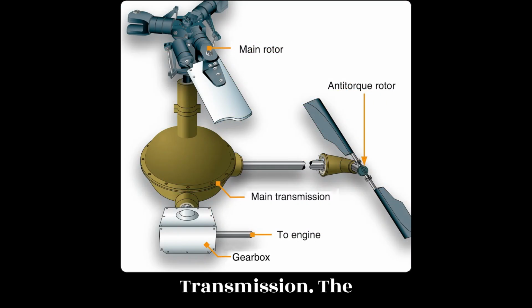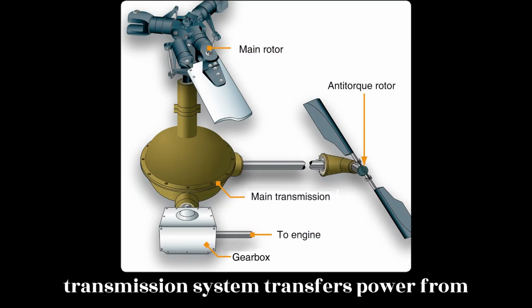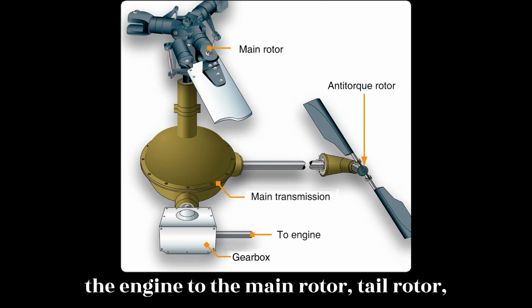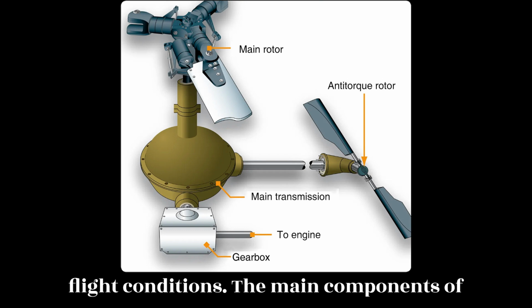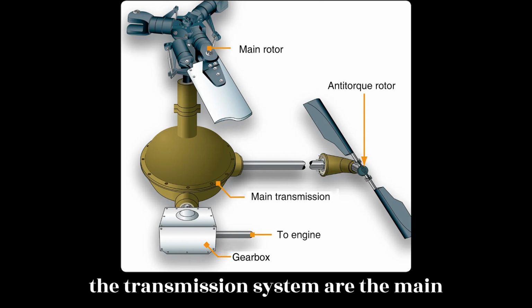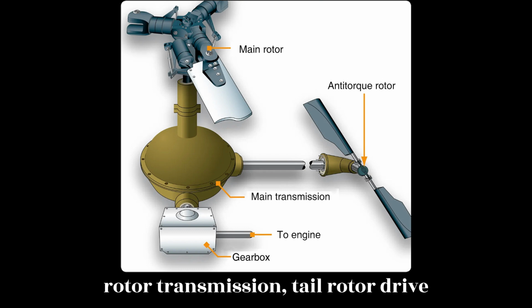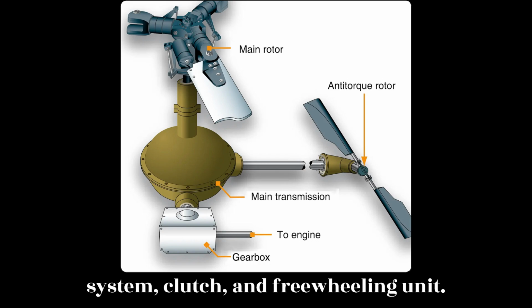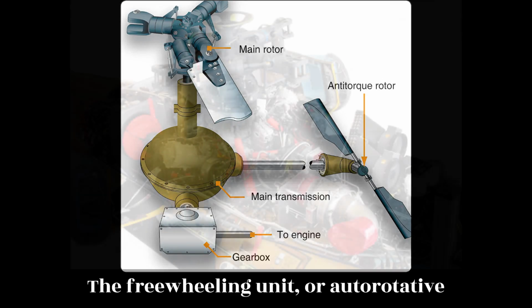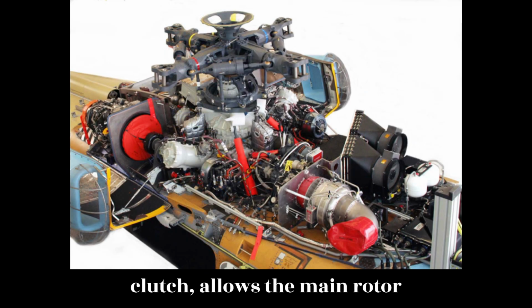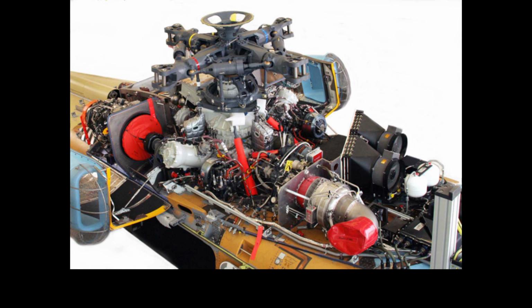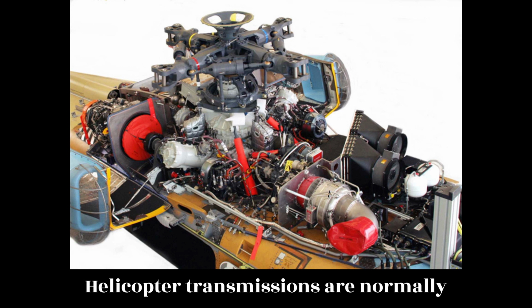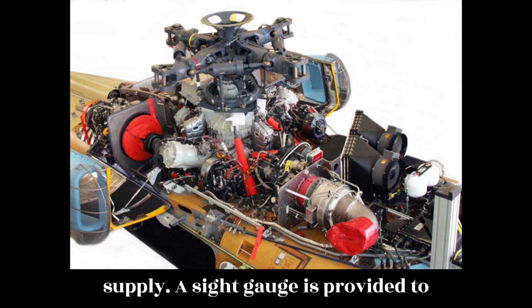Transmission. The transmission system transfers power from the engine to the main rotor, tail rotor, and other accessories during normal flight conditions. The main components of the transmission system are the main rotor transmission, tail rotor drive system, clutch, and freewheeling unit. The freewheeling unit, or autorotative clutch, allows the main rotor transmission to drive the tail rotor drive shaft during autorotation. Helicopter transmissions are normally lubricated and cooled with their own oil supply.